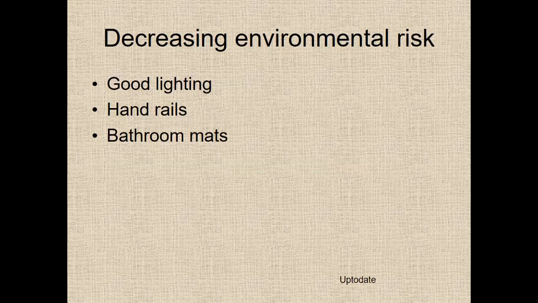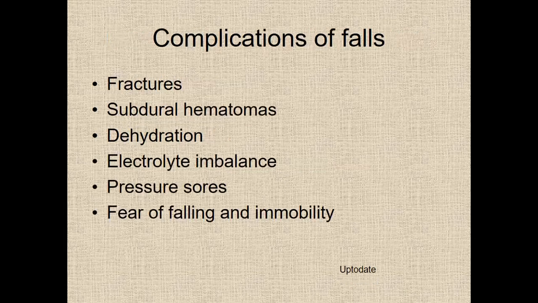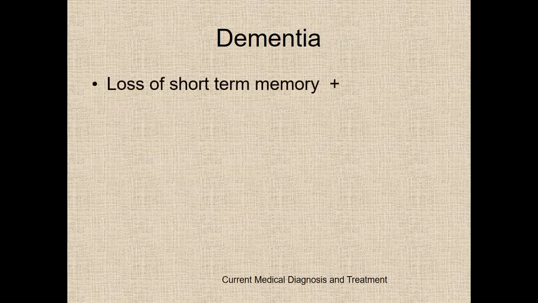There are protectors. If you see any environmental factors, there has to be good lighting, handrails, and bathroom mats, which are very important to decrease the environmental risk in patients who have fall. Complications: patient may have fractures, subdural hematomas, dehydration, electrolyte imbalance, pressure sores, fear of falling, and immobility. These are all complications of fall. So fall is impacting the geriatric population very badly, and multiple systems are involved once the fall happens. Then we go on to the dementia.